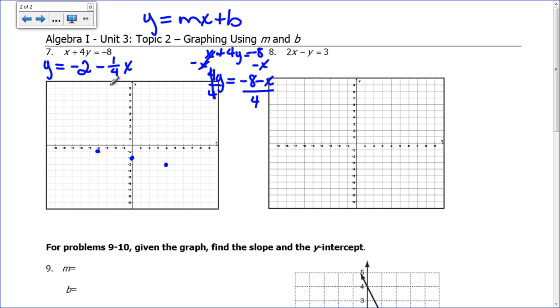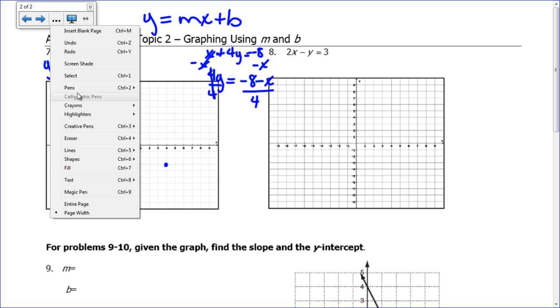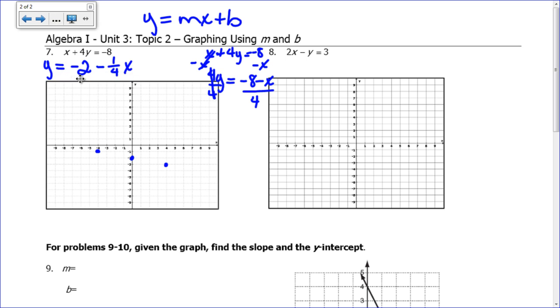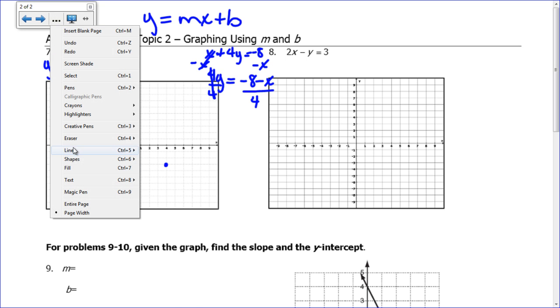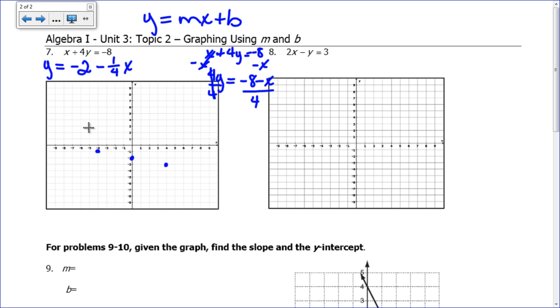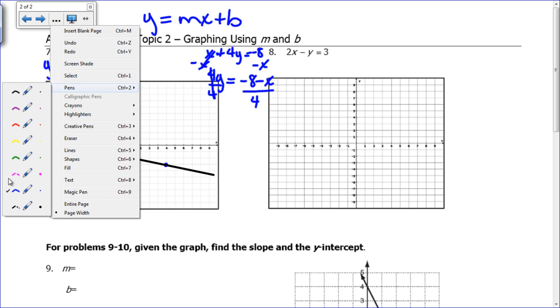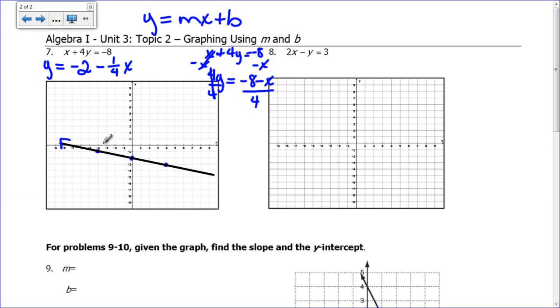But this is written backwards, so slope is not always the first number you see. It's always the number that is connected to the x. So you have to make sure that when you're looking at it, that's what you're looking for, and you're not just grabbing the first number you see and saying, well, that's my slope. So here's what that line looks like. So now I've graphed it. So let's try number 8.